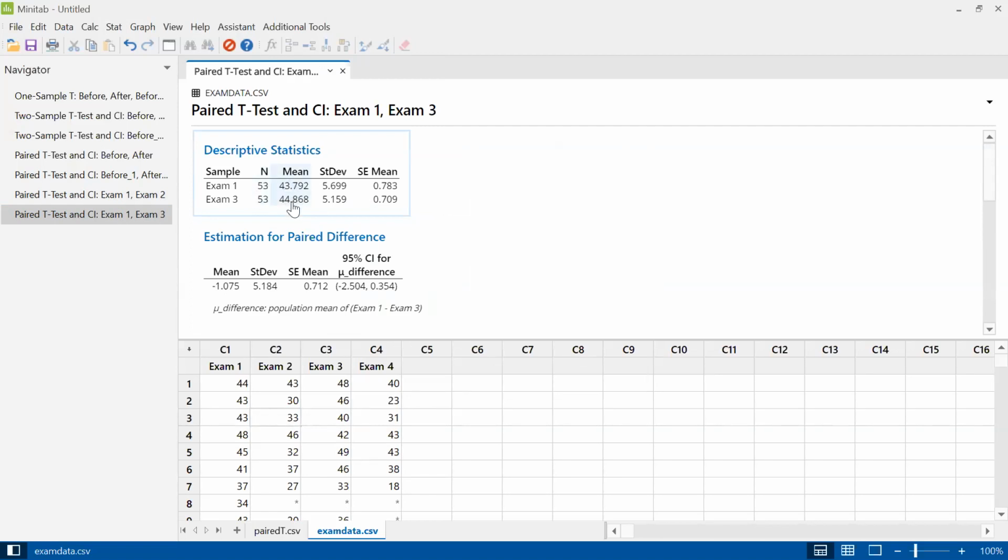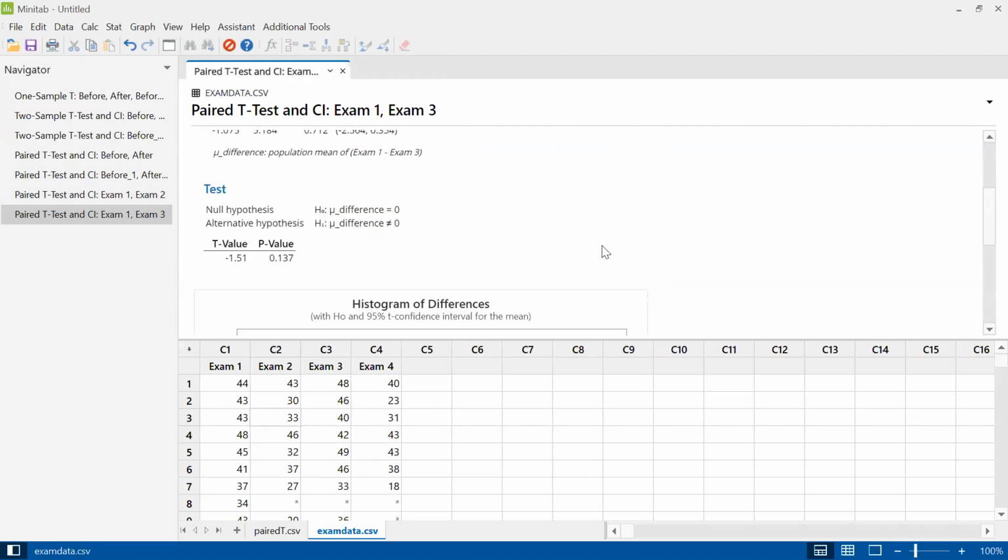but if everybody's score went up by 1, that would still be a statistically significant difference. It would just be that the exam was a little bit easier. But if some people went up and some people went down, then we'll probably find that there wasn't a statistically significant difference. And the p-value is not that big, but 0.137, that's bigger than 5%.